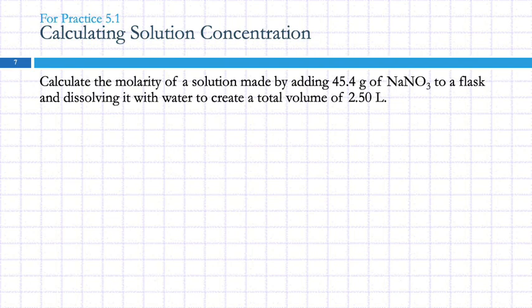Let's do another example. Calculate the molarity of a solution made by adding 45.4 grams of sodium nitrate to a flask and dissolving it with water to create a total volume of 2.50 liters. So they're giving us some information. We've got 45.4 grams of sodium nitrate, and we have 2.50 liters. And they are asking us to find the molarity.